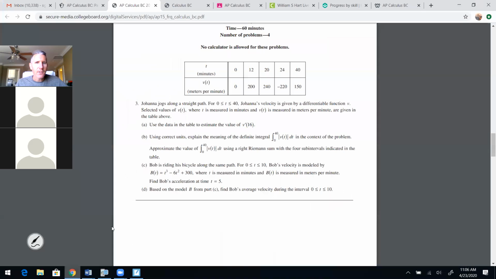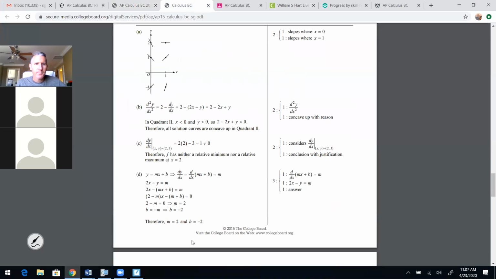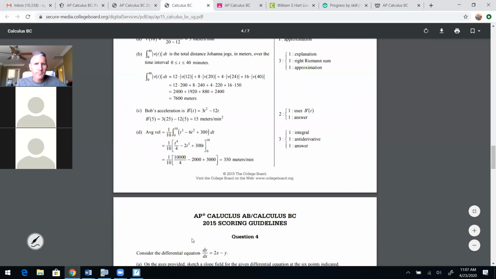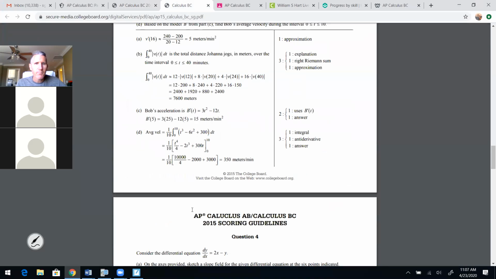So let's see what they have here. Yeah, average velocity is 1 over b minus a times the integral from a to b of v of t dt, which they end up getting 350 meters per minute when they work that out.